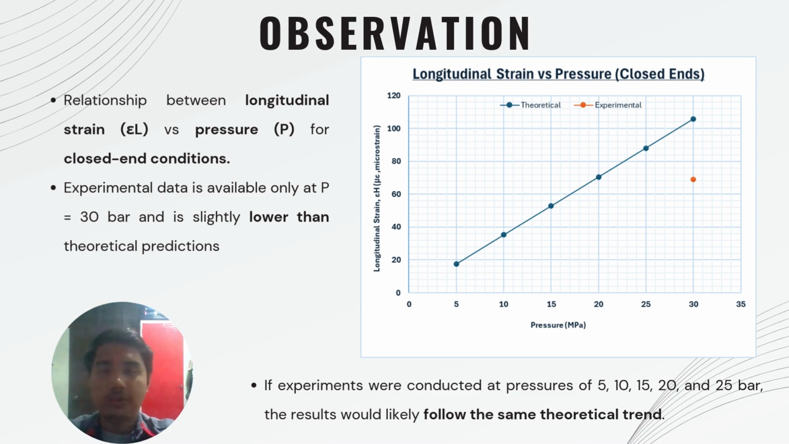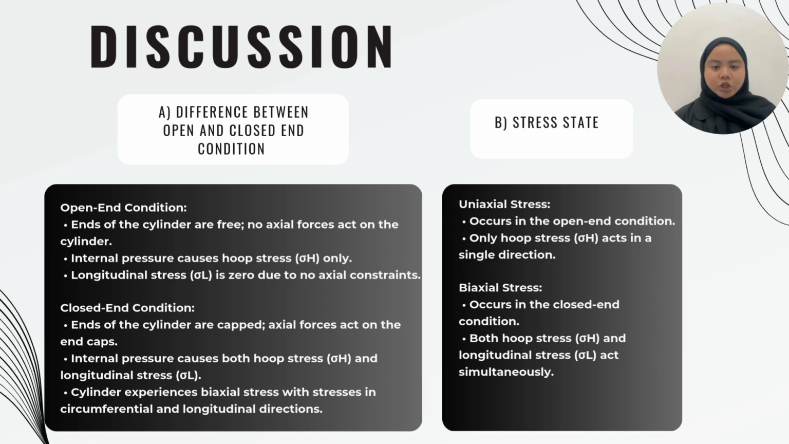So this is a graph of longitudinal strain versus pressure for the closed-end condition. Same as hoop strain versus pressure for the closed-end condition, the experimental data is only available at 30 bar, and it is slightly lower than the theoretical prediction. If the experiment were conducted at pressures of 5, 10, 15, 20, and 25 bar, the result would likely follow the same theoretical trend.